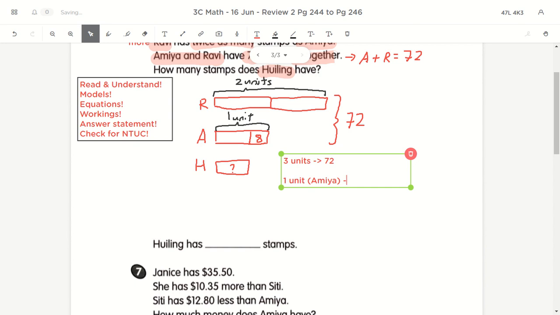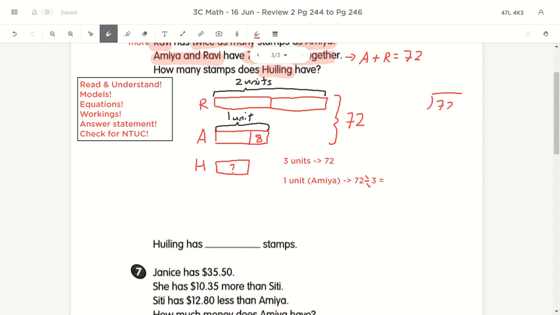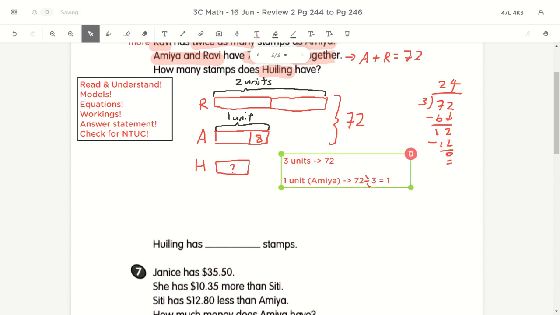So how to find 1 unit? Basically, you use 72 divided by 3 and that will give you the answer for Amia, but not the final answer yet. Because there are 3 units, you want to find just 1 unit, which is Amia. So 72 divided by 3, let's work it out. Not difficult. 3 times 2 gives you 6, 1 bring down the 2, 3 times 4 gives you 12 without remainder. So 72 divided by 3 gives you 24.